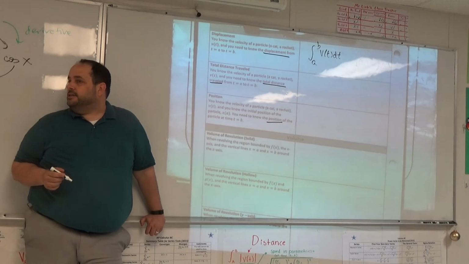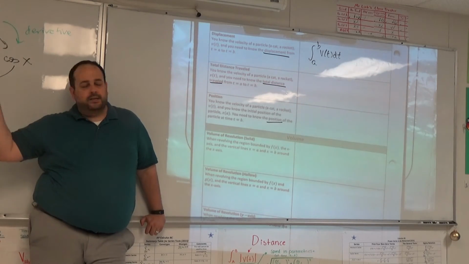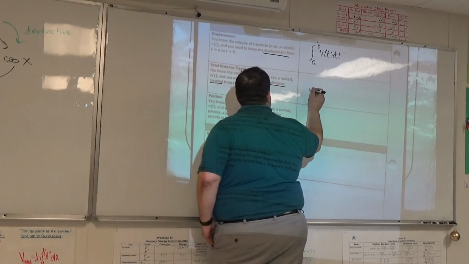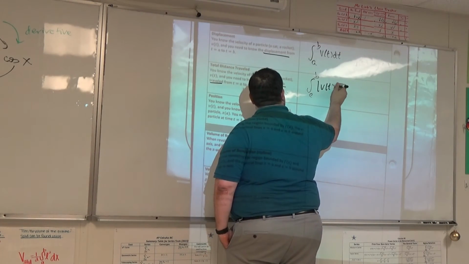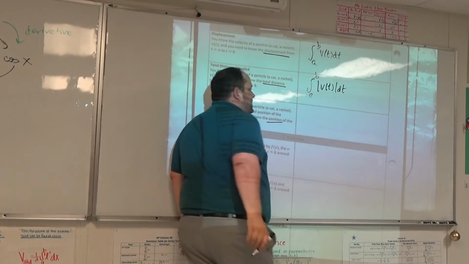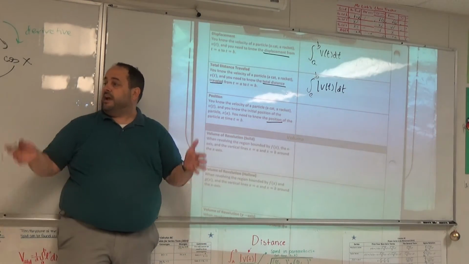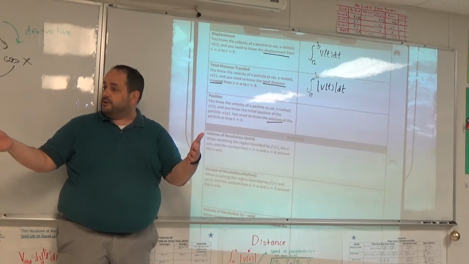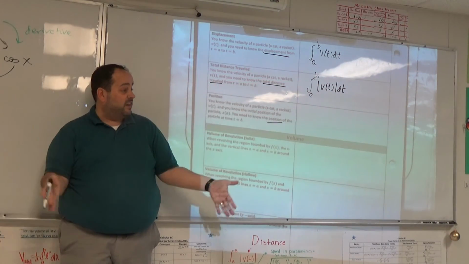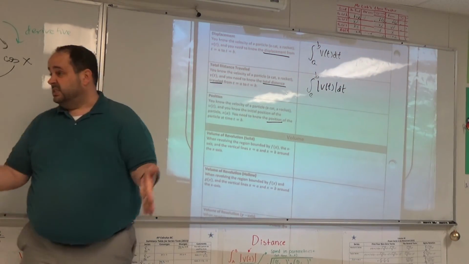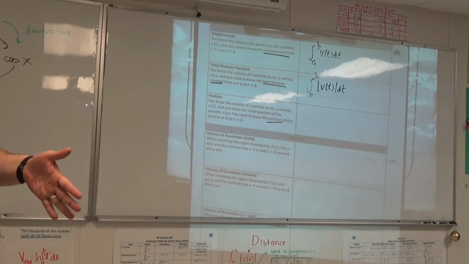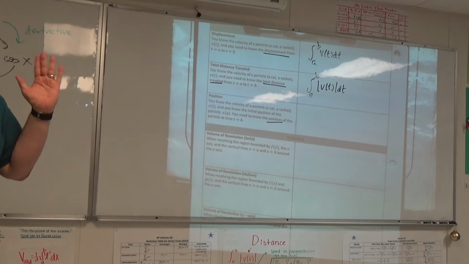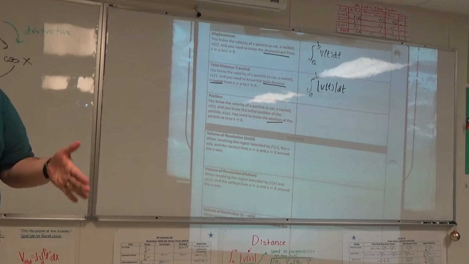Total distance traveled. Totally different. Jasmine. Integral from a to b, absolute value of v of t dt. Total distance traveled. You need those absolute value bars around your velocity. And if you put absolute values around velocity, what do you really get? Absolute value of velocity is speed.